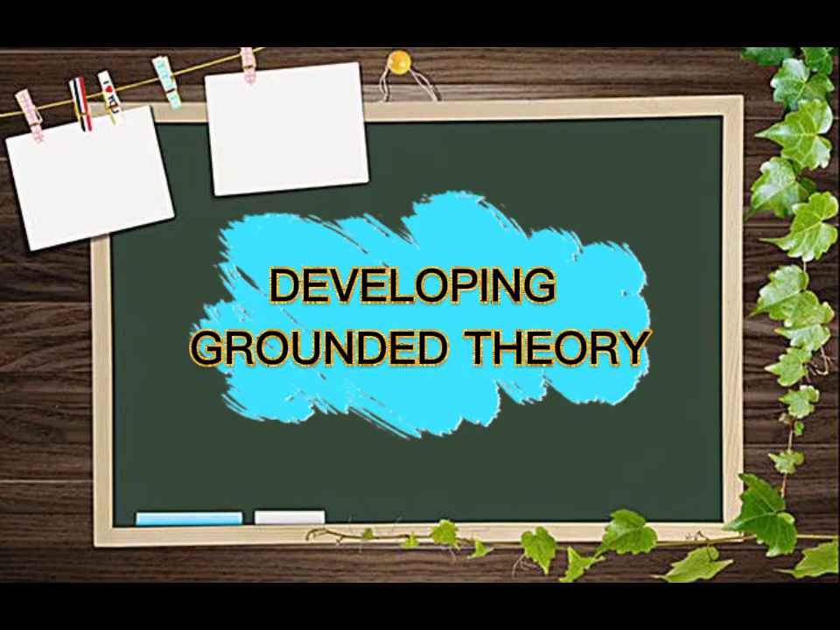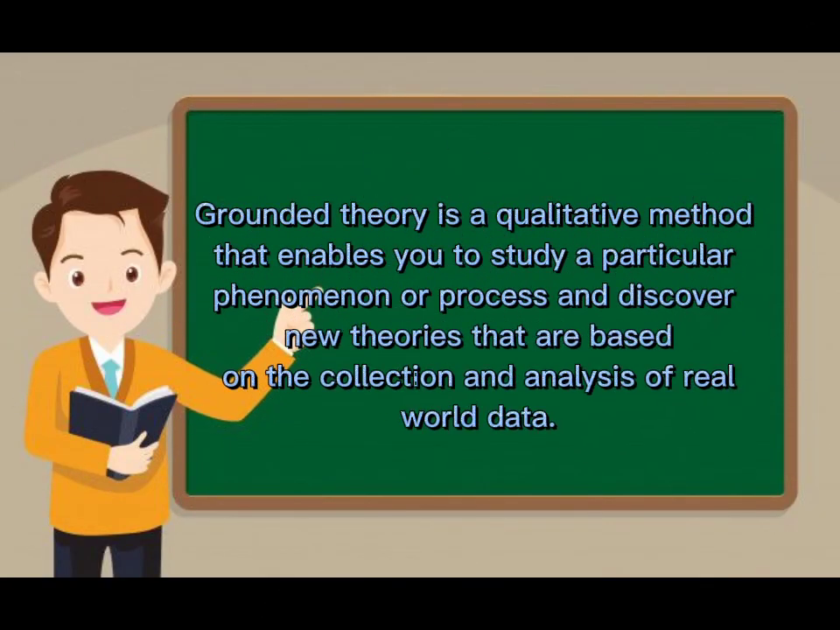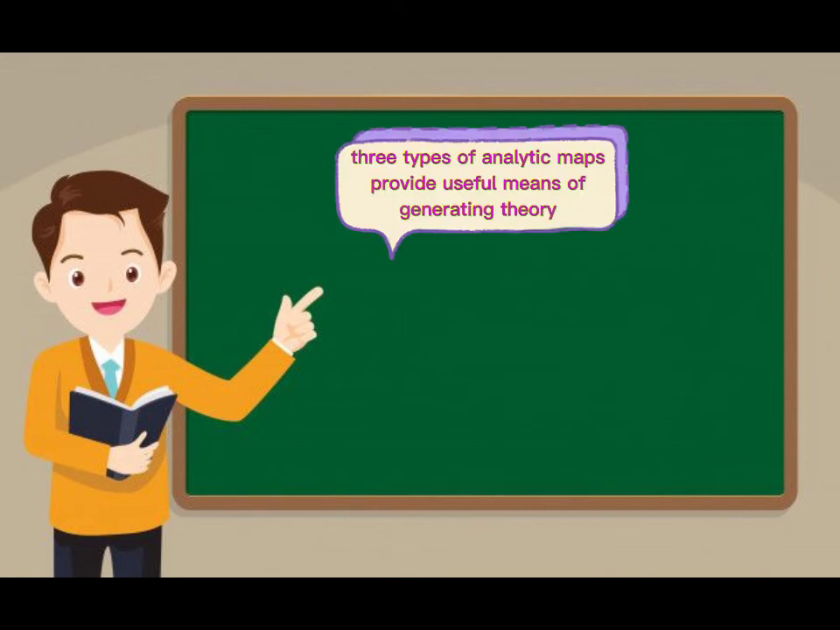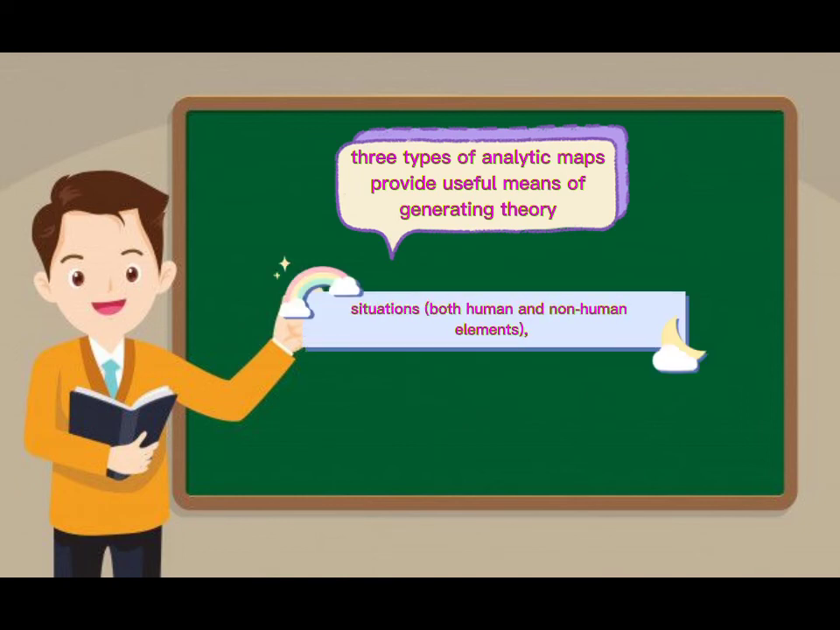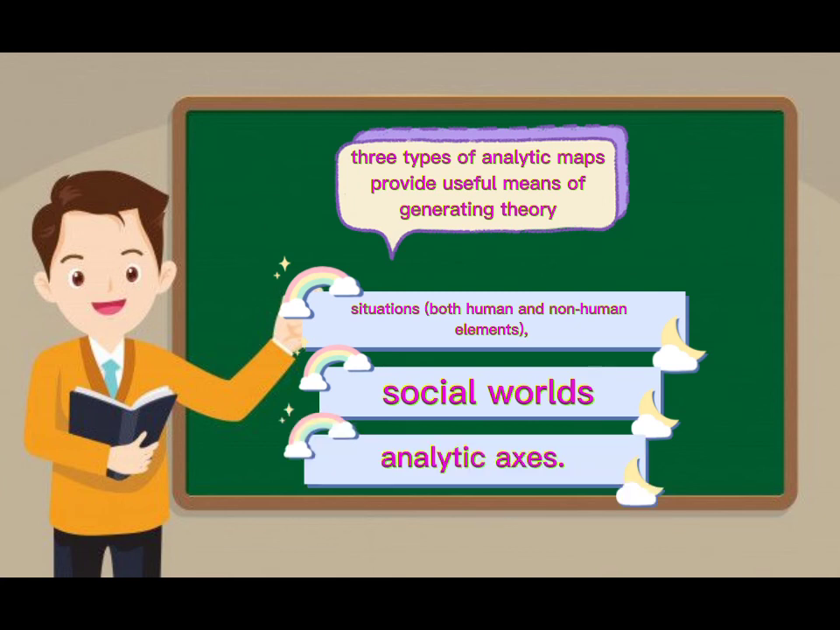Developing grounded theory. Grounded theory is a qualitative method that enables you to study a particular phenomenon or process and discover new theories that are based on the collection and analysis of real-world data. In the continuing thread of Anselm Strauss's development of work on grounded theory, 3 types of analytic maps provide useful means of generating theory: situations, both human and non-human elements, social worlds, analytic axes.